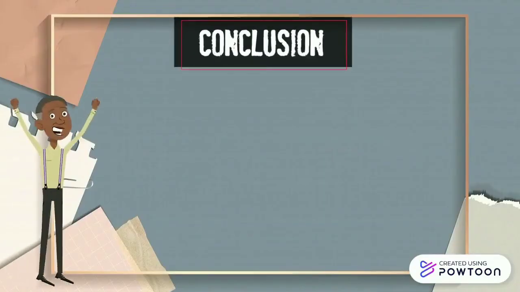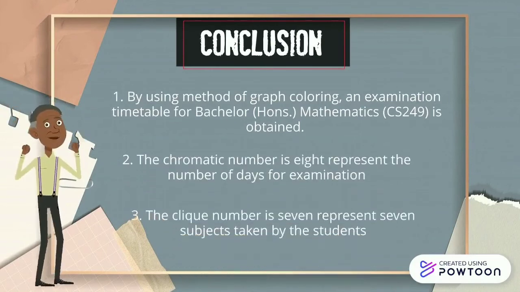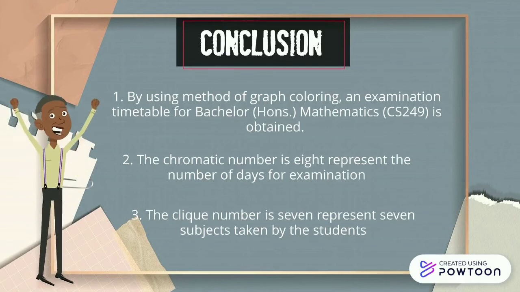Conclusion for this study: by using the method of graph coloring, an examination timetable for Bachelor of Science in Mathematics, CS249, is obtained. The chromatic number is 8, representing the number of days for the examination. The clique number is 7, representing 7 subjects taken by the student.